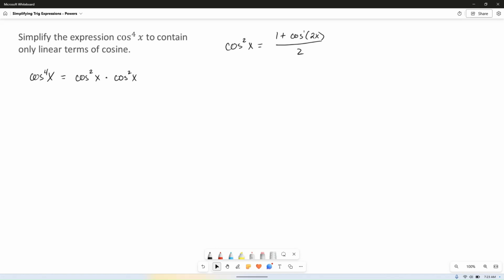So instead of having cosine squared x times cosine squared x, I'm now going to have the quantity of 1 plus the cosine of 2x over 2, that's the first cosine squared, times the same fraction, 1 plus the cosine of 2x over 2.